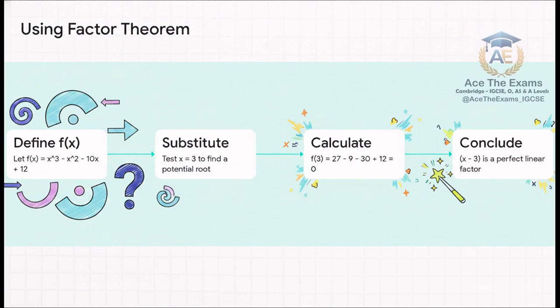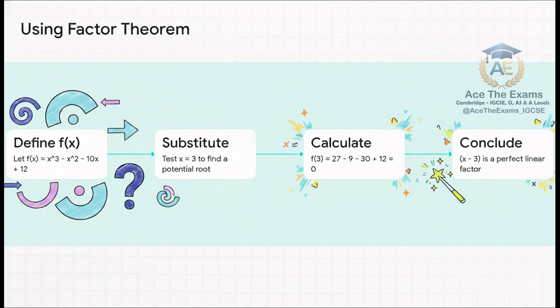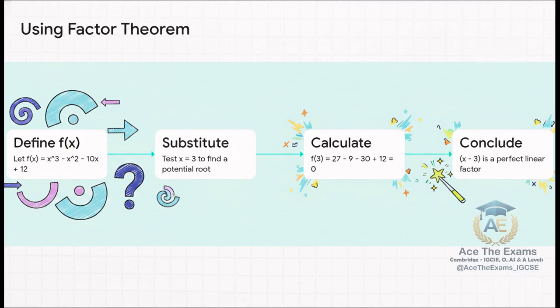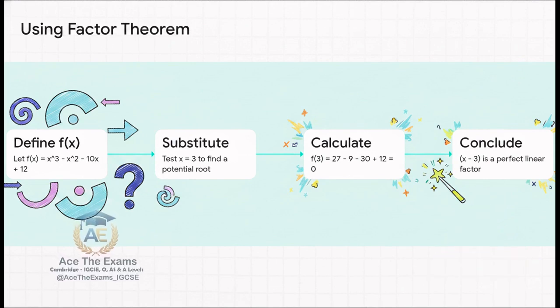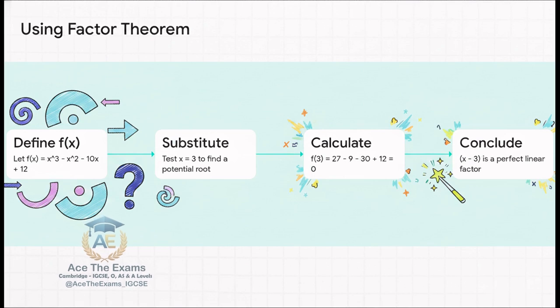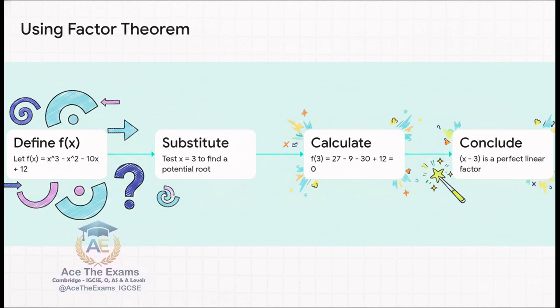Say we get this cubic equation, x cubed minus x squared minus 10x plus 12. Instead of setting up a massive division bracket, we just test a number. Let's substitute 3 into the equation. 3 cubed is 27, minus 3 squared, which is 9, minus 10 times 3 is 30, plus 12. So 27 minus 9 minus 30 plus 12 equals exactly 0.